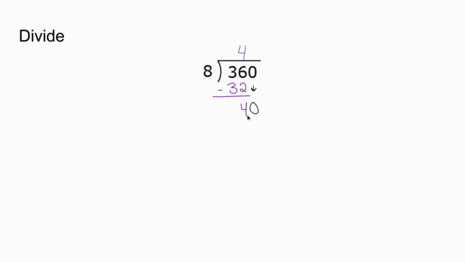Does 8 go into 4? No. Does 8 go into 40? Yes, it does. How many times? Exactly 5. So 5 times 8 is 40. Now we subtract those numbers and we get a perfect 0, which means there's no remainder. So 360 divided by 8 is 45.